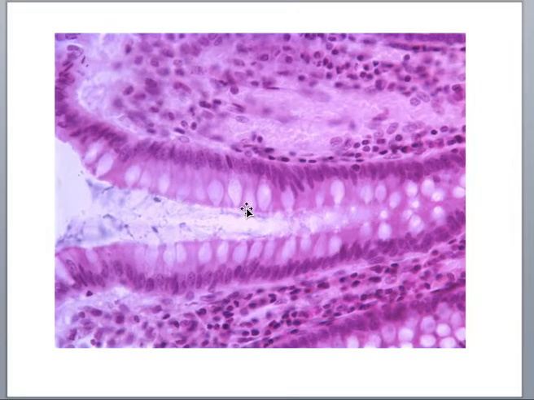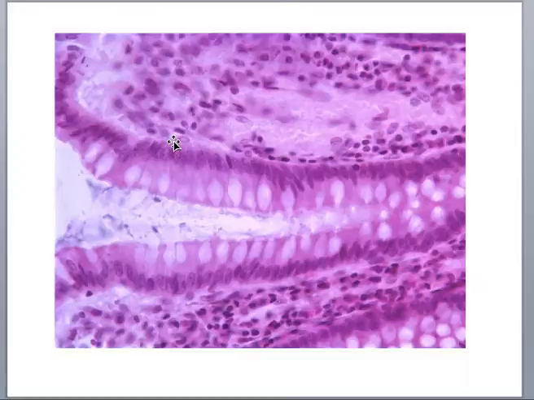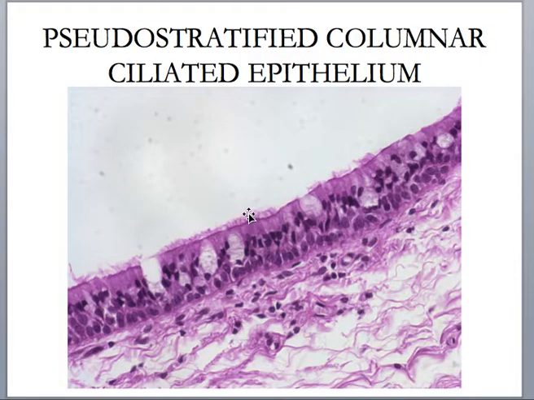Microvilli, very short and stubby. Go here and look, these are much longer if you compare the two, right? So cilia are much, much longer, finger-like projections. So dead giveaway that this is pseudostratified columnar ciliated epithelium.